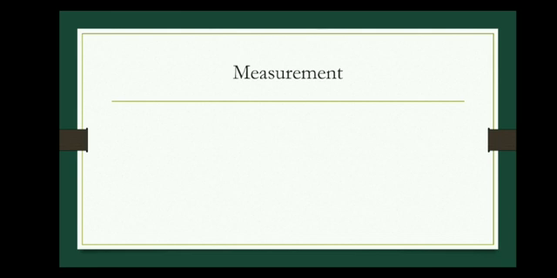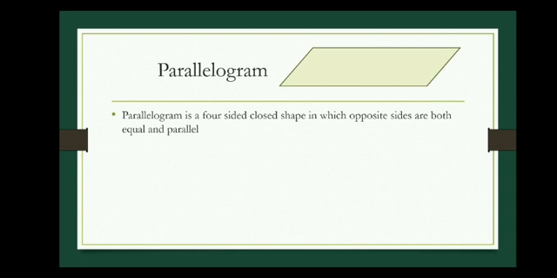In this unit, measurement, as I mentioned in the first video, we are going to measure the area of four-sided closed figures other than square and rectangle. In this unit we saw parallelogram, rhombus and trapezium, and how to measure the area of these three shapes. First we saw parallelogram. A parallelogram is a four-sided closed shape in which opposite sides are both equal and parallel. And we have seen area of a parallelogram is equal to base into height square units.